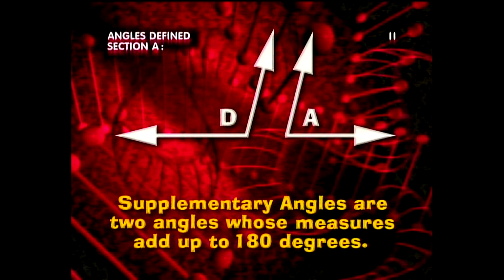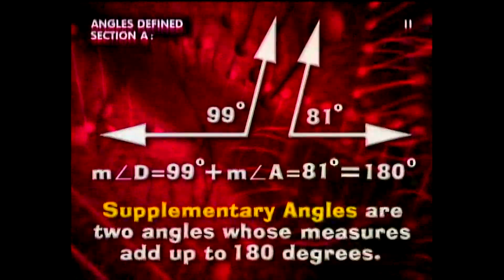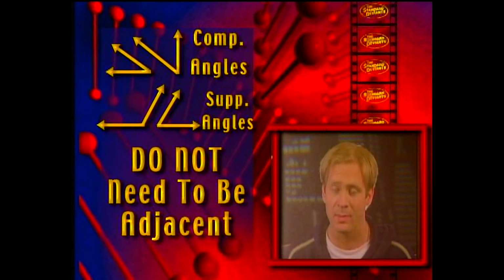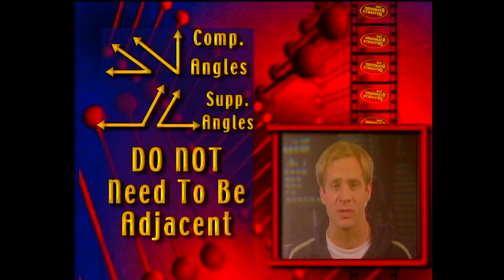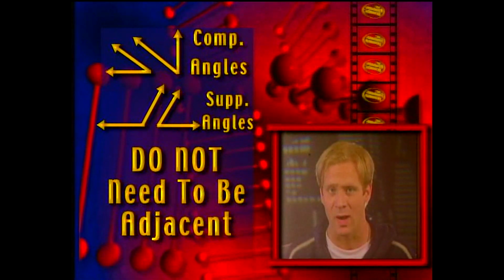Supplementary angles are 2 angles whose measures add up to 180 degrees. Like angles D and A. The measure of angle D is 99 degrees, and the measure of angle A is 81 degrees. We add the measures of angle D and angle A together for a total of 180 degrees, which is the measure of a straight angle. So, angle D and angle A are supplementary. Notice that complementary and supplementary angles do not need to be adjacent. It's all about their measures. They could be lying around just about anywhere, as long as their measures add up just right.